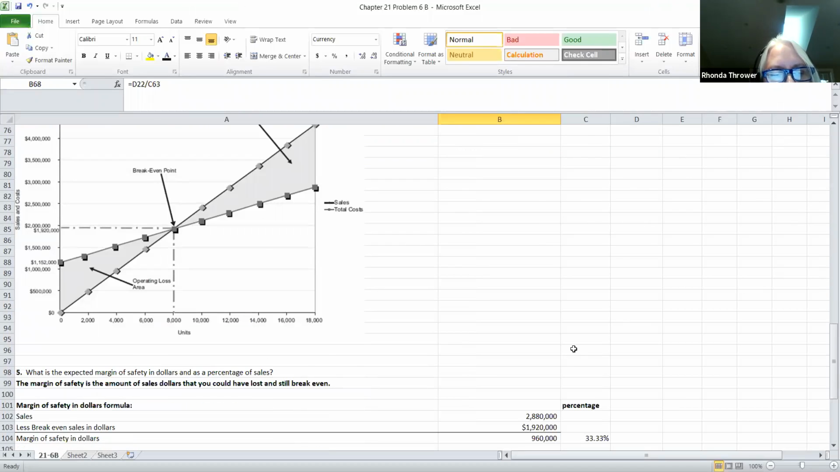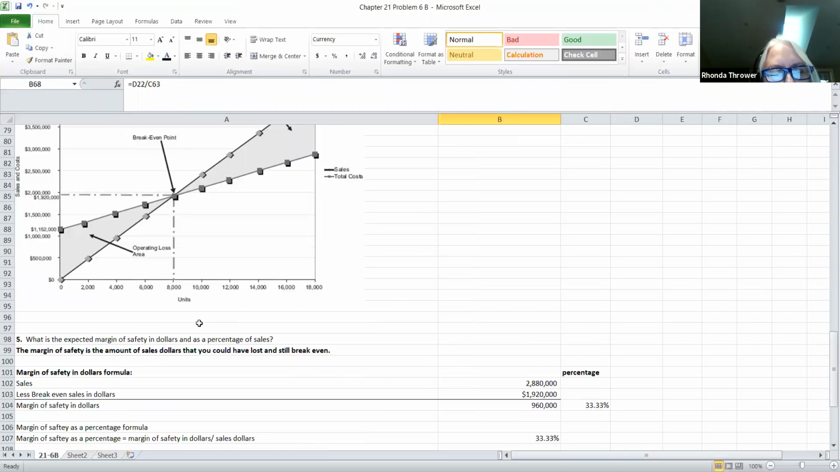And then in part 5, they're asking you what is the expected margin of safety in dollars and also as a percentage of sales. So they're asking you for 2 separate things again in this part. We haven't talked about margin of safety, so I feel like I need to tell you what margin of safety is. The margin of safety is the amount of sales dollars that you could have lost and still broke even.